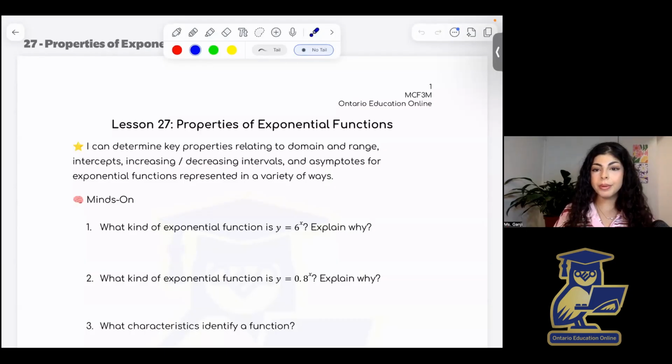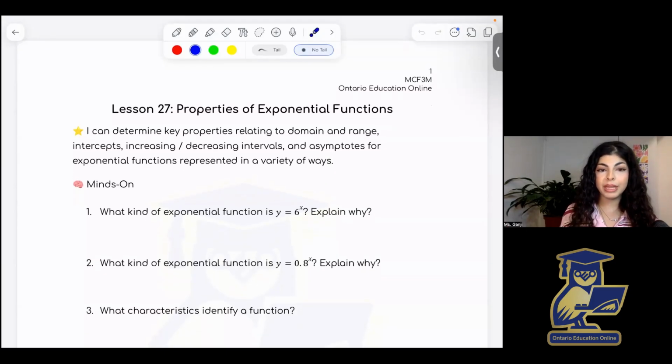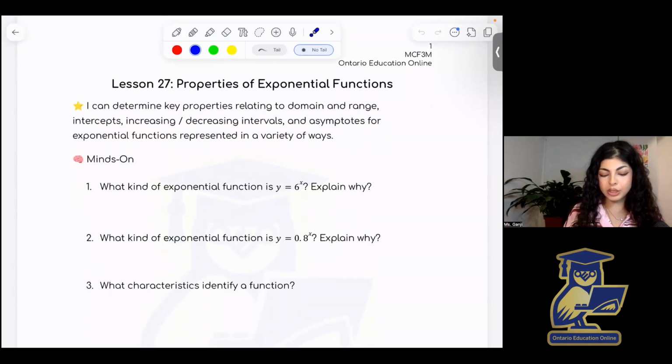Today we are looking at properties of exponential functions, and our learning goal is to be able to determine properties including domain and range, the intercepts, increasing and decreasing intervals, and asymptotes for exponential functions using their table of values, graphs, and just verbally being able to communicate this. And remember, communication marks are part of your course mark, so it is important that you know how to use the correct terminology to be able to describe characteristics of different functions and their graphs.